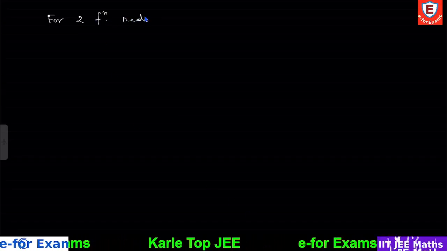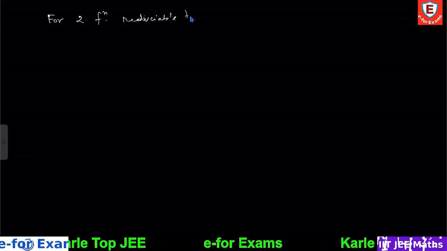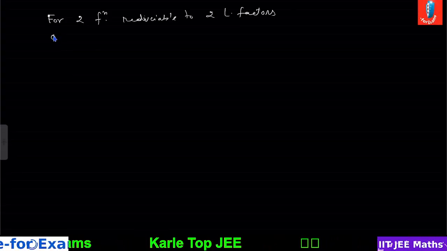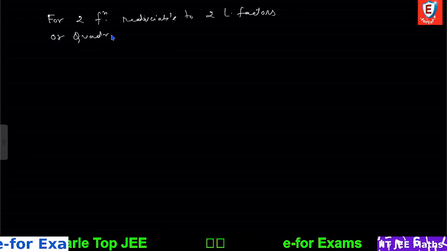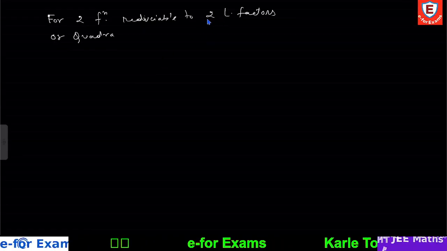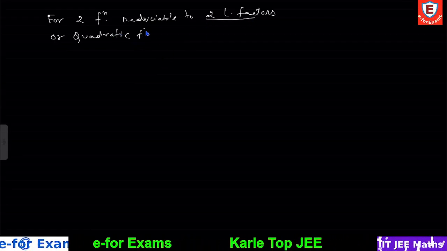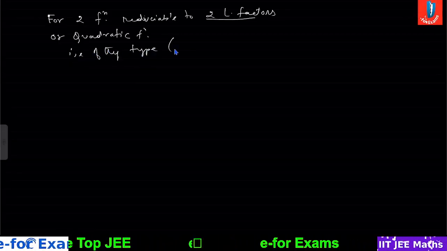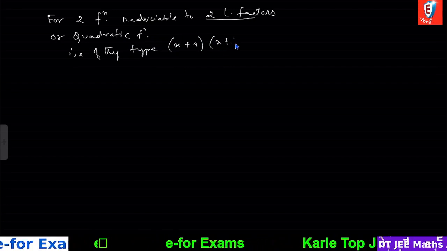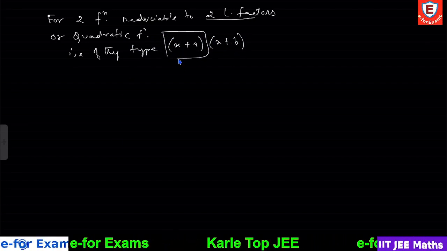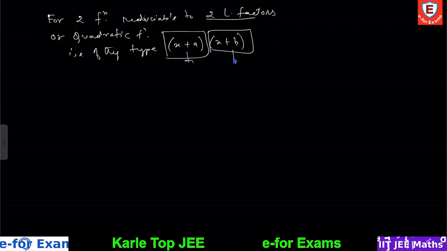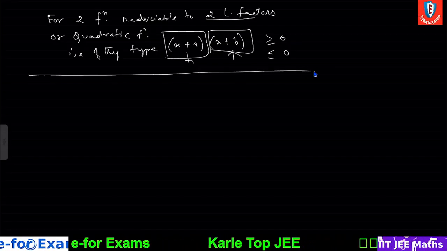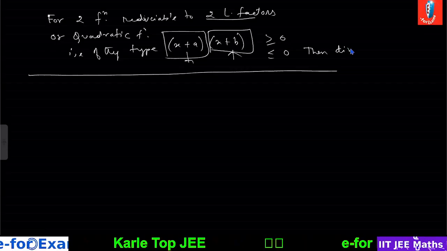For a function reducible to two linear factors or a quadratic function. A quadratic function means we can reduce it into two linear factors, right? A quadratic function of the type (x plus a)(x plus b), like this. Two brackets, linear factor 1 and linear factor 2, greater than or less than something. Then we can use the direct method.